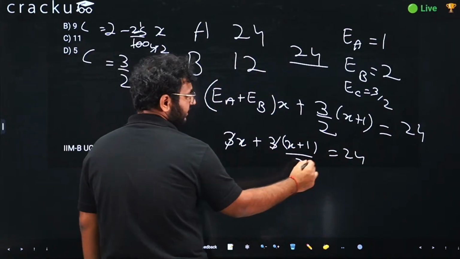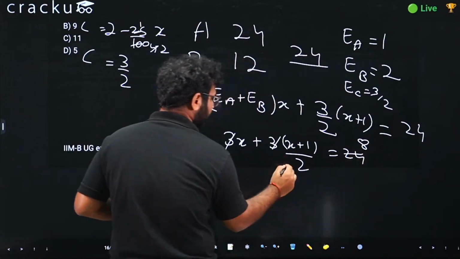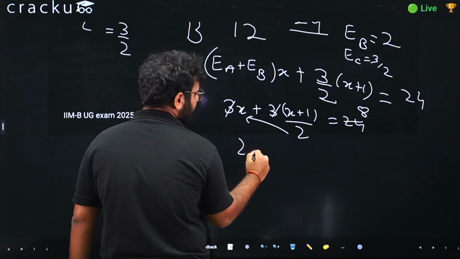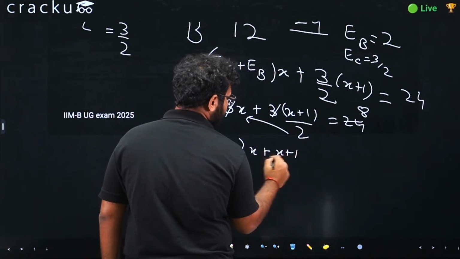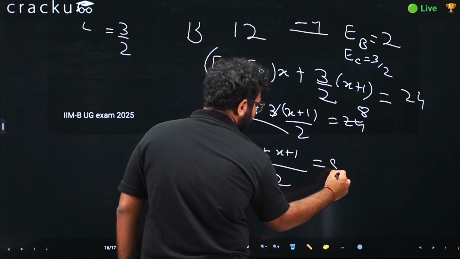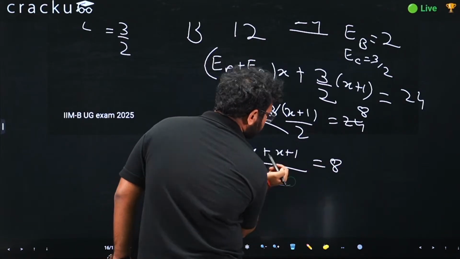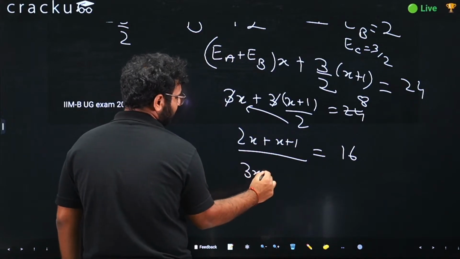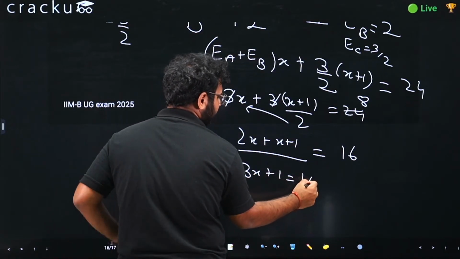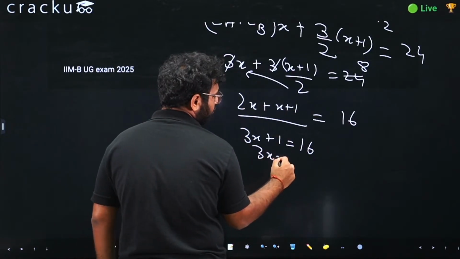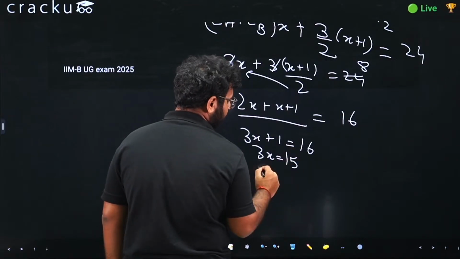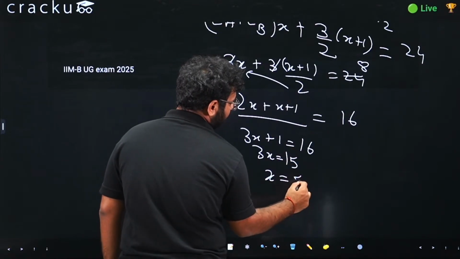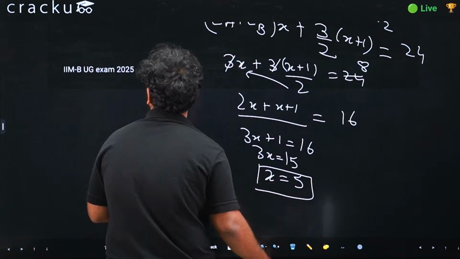So 3 8s are 24, then 2 will go here. So 2x plus x plus 1 upon 2 is equal to 8. This 2 will go here, so it would be 16. So 2x plus x is 3x, plus 1 is equal to 16. So we get 3x is equal to 16 minus 1, which is equal to 15. So x is equal to 15 by 3, which is equal to 5.